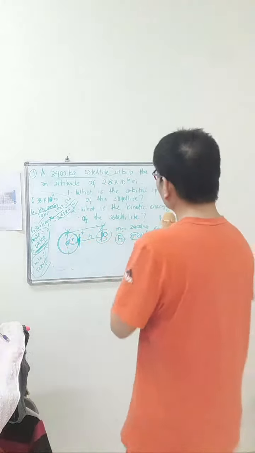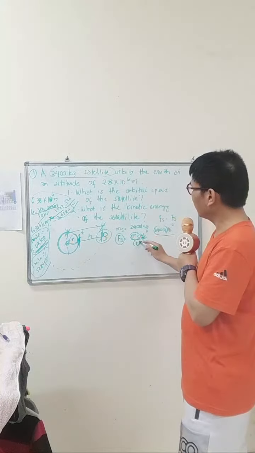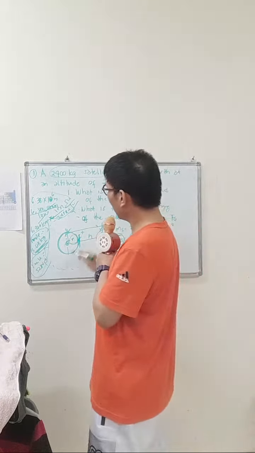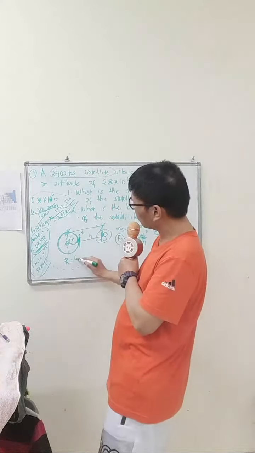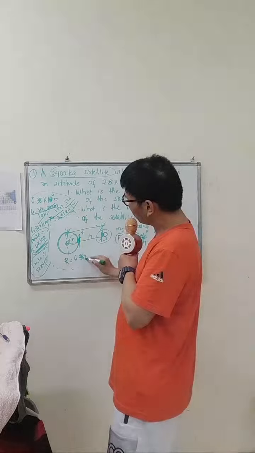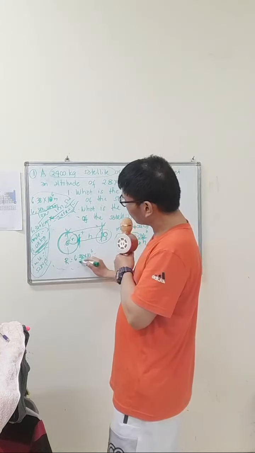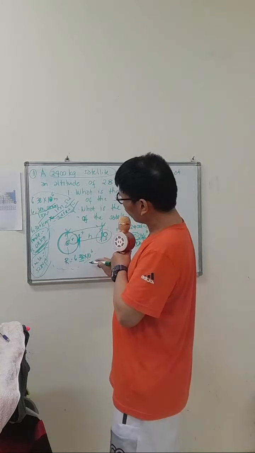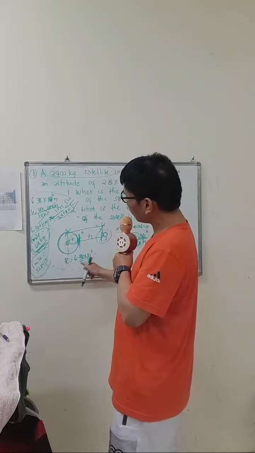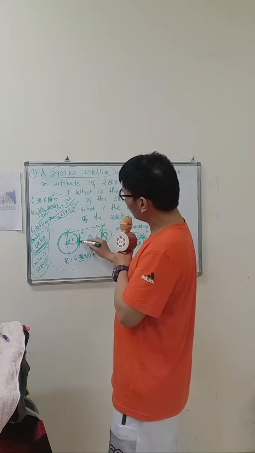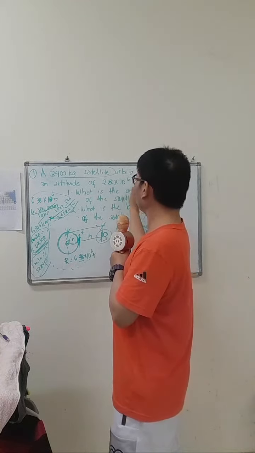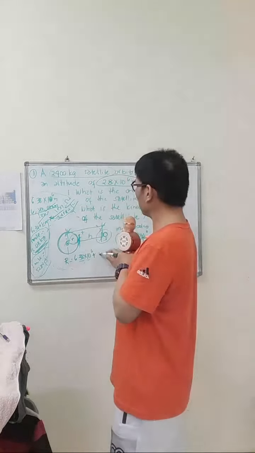Okay, so we need to put that here, right? Capital R is equal to this one, the radius of the Earth, which is 6.38 times 10 to the 6. Some books reflect 6.4 times 10 to the 6; it's just rounded up. Plus the height, which is the altitude of the satellite from the Earth, 2.8 times 10 to the 6.